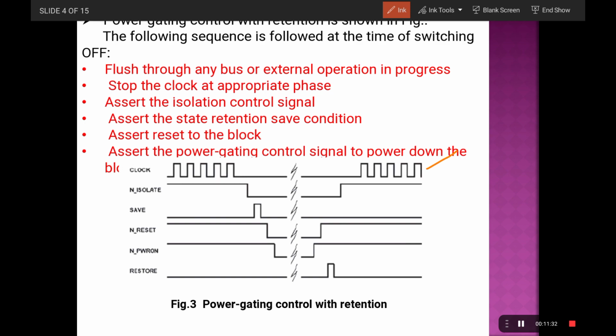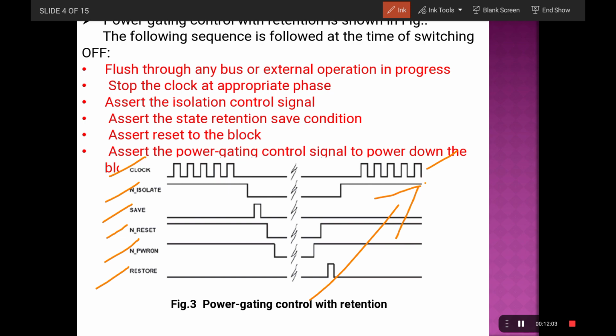So first enable the clock signal, initially assert the clock signal and isolate signal. Then, before resetting the data, one save signal is enabled. That is nothing but asserting the save signal. Assert and enable both have the same meaning. Whenever you apply the save signal, it saves whatever data is present in the corresponding block. After that you enable the reset signal, then the power on signal and the restore signal. This restore signal is the reverse operation.